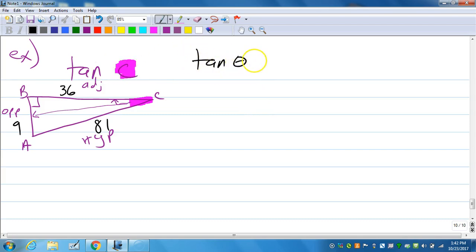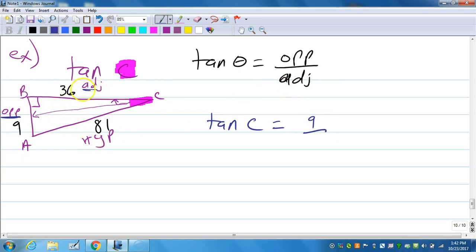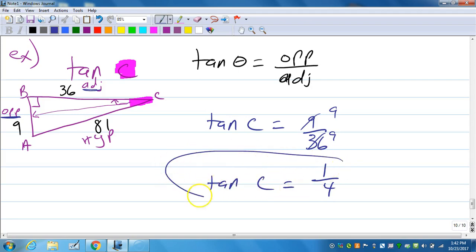The tangent of theta is opposite over adjacent. So the tangent of C is the opposite, which is right here, 9, divided by my adjacent, which is right here, 36. And then you see if you can reduce these numbers. Yes, you can divide them by 9. 9 divided by 9 is 1. 36 divided by 9 is 4. Can you always reduce them? No. Tangent of C is equal to 1/4. And that's it.